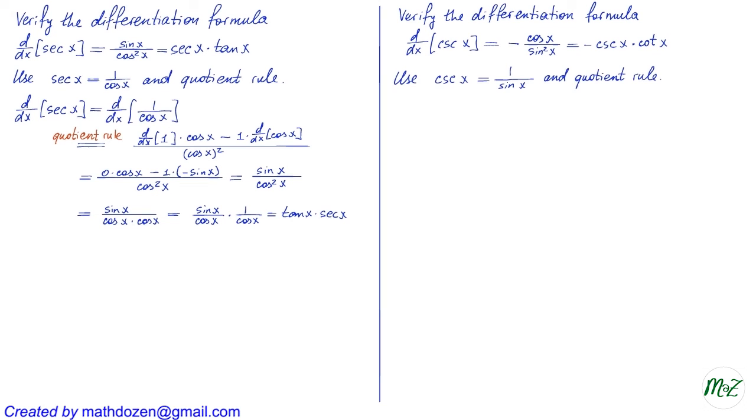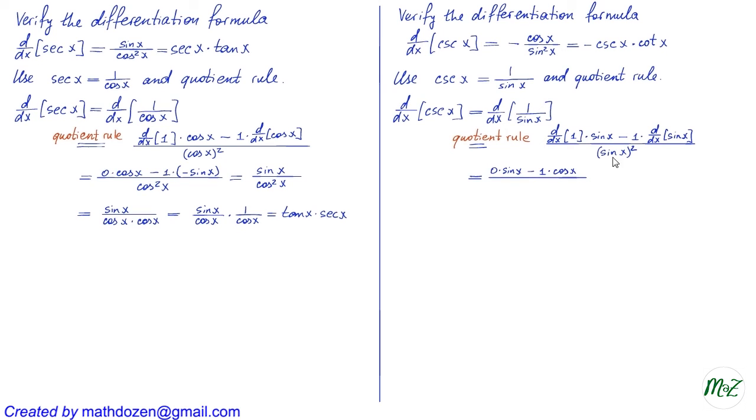With cosecant, we're going to proceed in similar fashion. We're going to use that cosecant x is 1 over sine x and apply the quotient rule. So if we start doing derivatives, it's derivative of 1 over sine x. And going on, this is the quotient rule, so we're doing derivative of 1 times sine x minus 1 times derivative of sine x. So it's derivative of top times the bottom minus top times derivative of the bottom. All of that divided by the square of sine x.